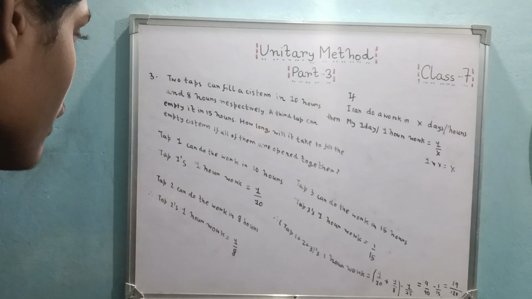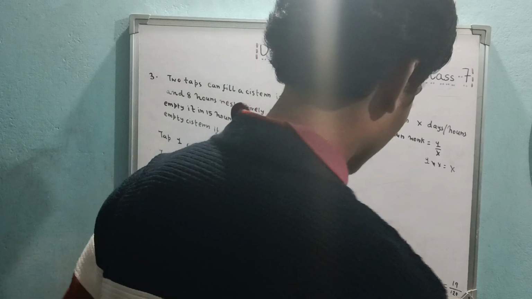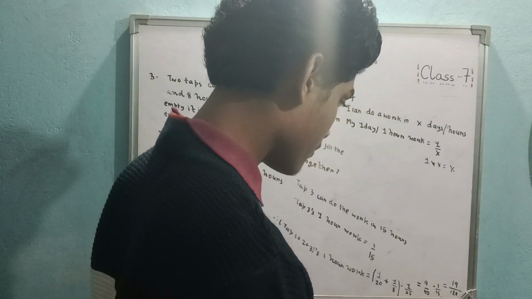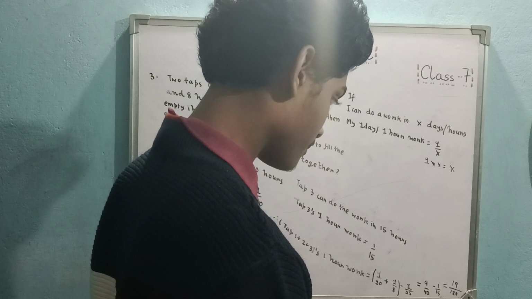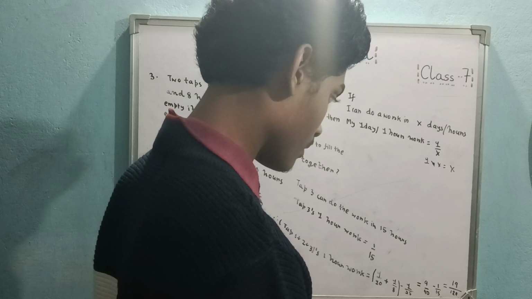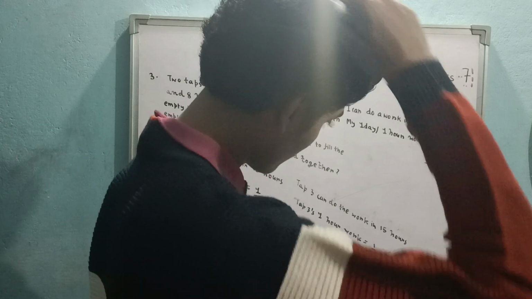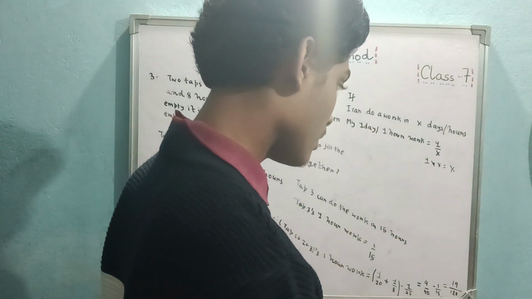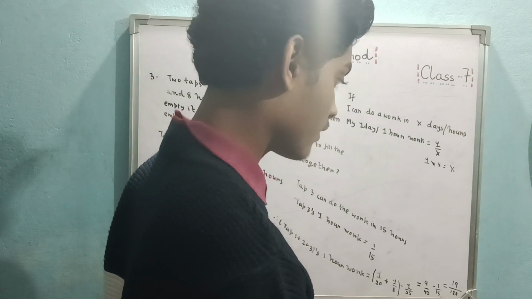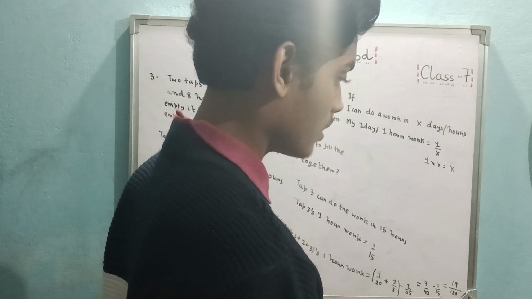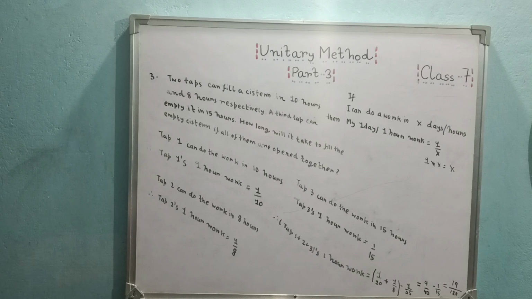Let me just see once more. I don't believe myself. I think I always make mistakes. Let me see. 4 plus 5 is equal to 9. Accepted. 9 by 40 minus 1 by 15. That means 9 into 3 is 27, 27 minus 8, it's going to be 19. Yes, that's their 1 hour work.